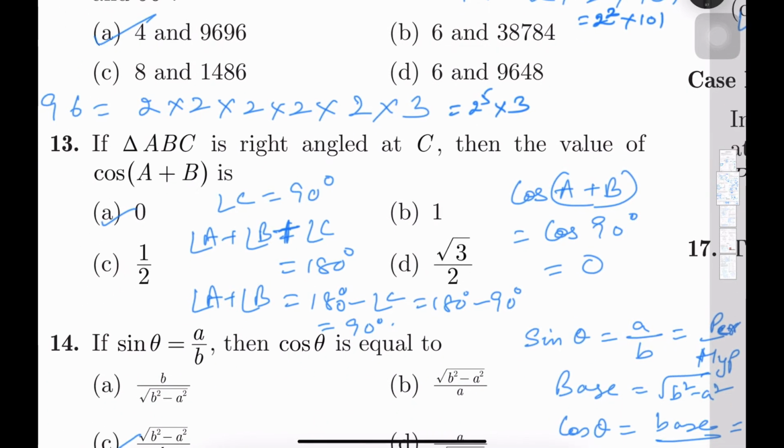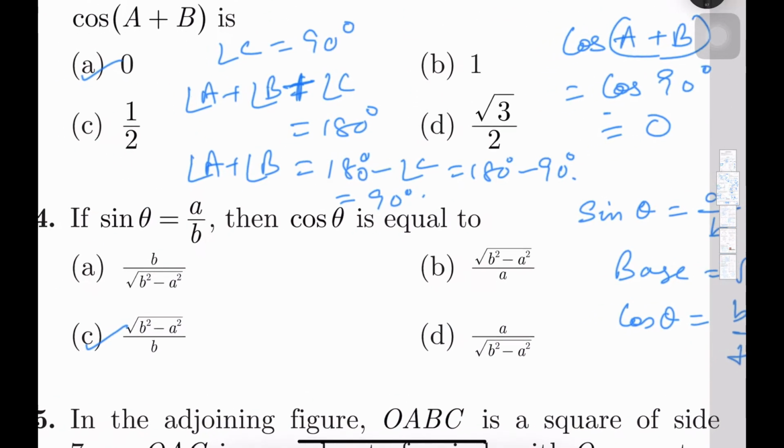Next, going into the 13th one, if triangle ABC is right angled at C, then the value of cos of A plus B is. Now you know that angle C is equal to 90 degrees. So angle A plus angle B plus angle C is equal to 180 degrees. Angle A plus angle B is equal to 180 minus angle C, which is equal to 180 minus 90 degrees, that is 90 degrees. So cos of A plus B means cos 90, which is nothing but 0. So option A is correct over here.